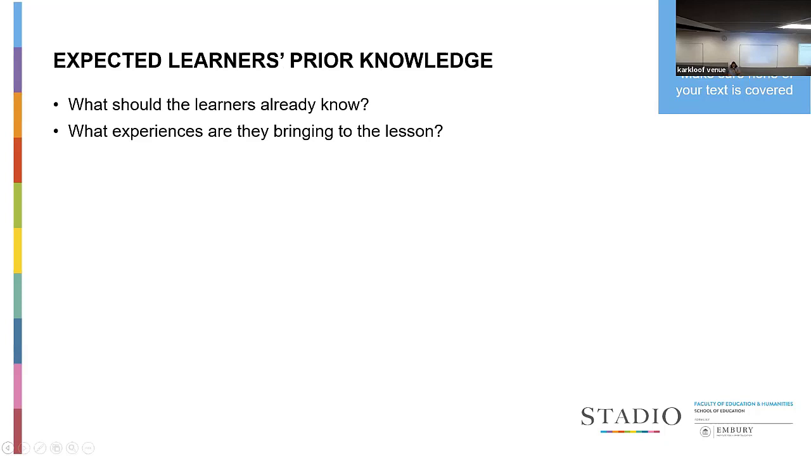Expected learners' prior knowledge. After you have stated the learning outcomes and are clear as to what learners should know by the end of the lesson, you, as the teacher, need to think about what the learners should already know. It is important to decide what prior knowledge is required before the new lesson is taught, as lessons in maths generally build on the old.